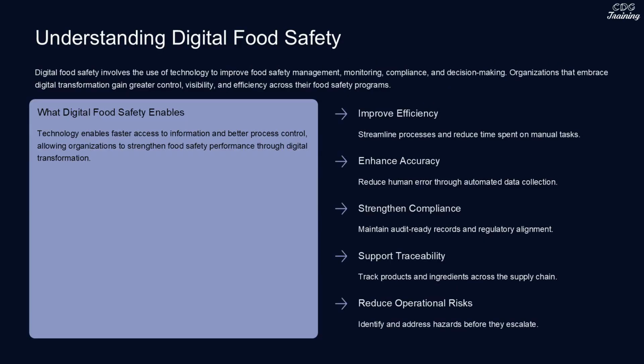Digital food safety involves the use of technology to improve food safety management, monitoring, compliance, and decision-making. Organizations that embrace digital transformation gain greater control, visibility, and efficiency across their food safety operations. Digital technology enables faster access to information and better process control, allowing organizations to strengthen food safety performance through digital transformation. Key benefits include improved efficiency, enhanced accuracy, strengthened compliance, support for traceability, and reduced operational risks.